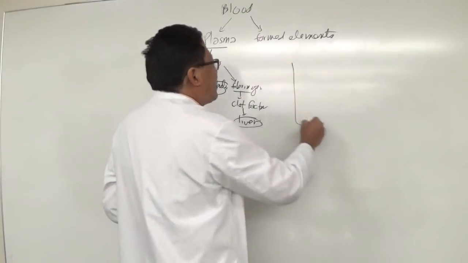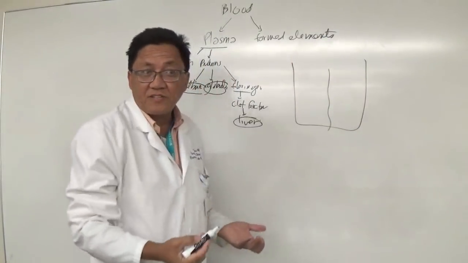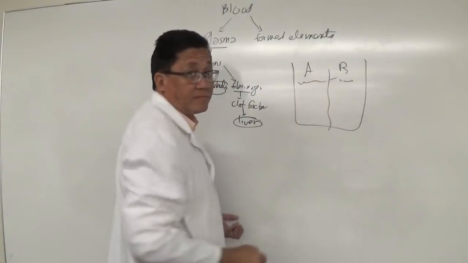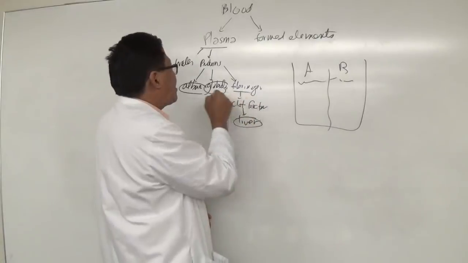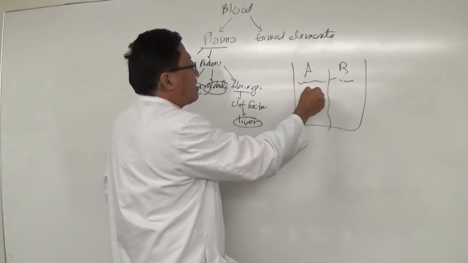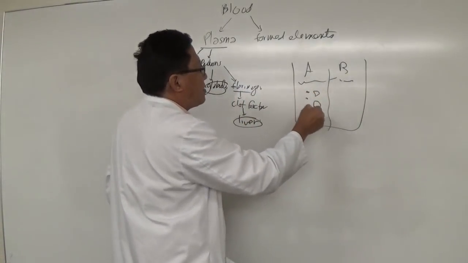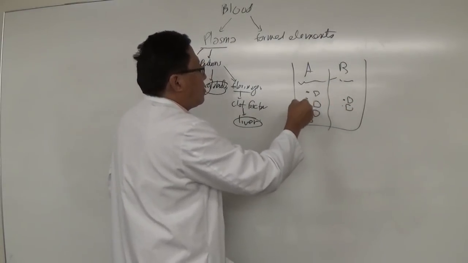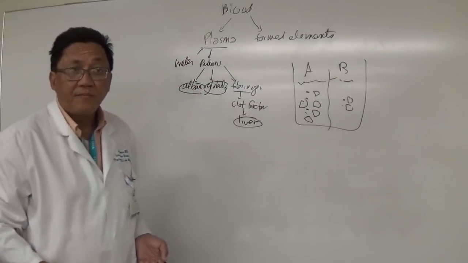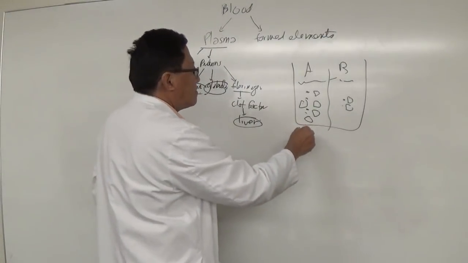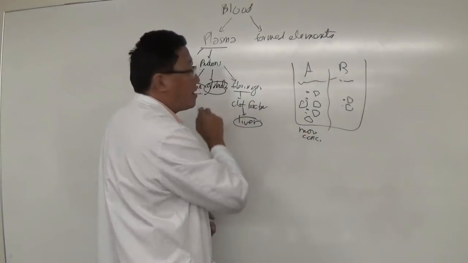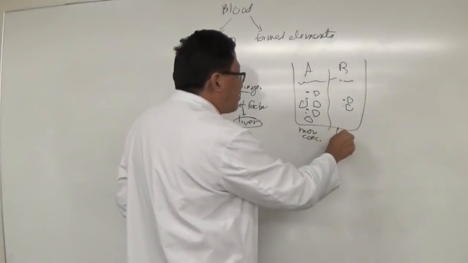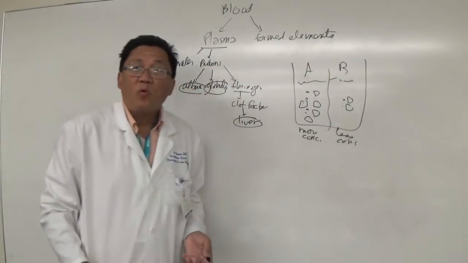If you have two structures here, there's a plasma membrane, with regards to the cell. This is A, this is B. Water is here. If I put a lot of albumin and globulin here, and only a few here, which is more concentrated, A or B? A. More concentrated of what? Albumin and globulin. Here, less concentrated. Which has more water?